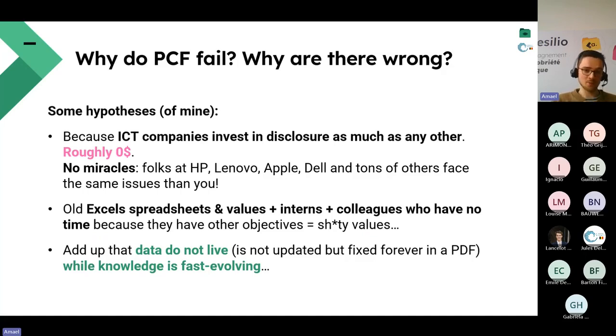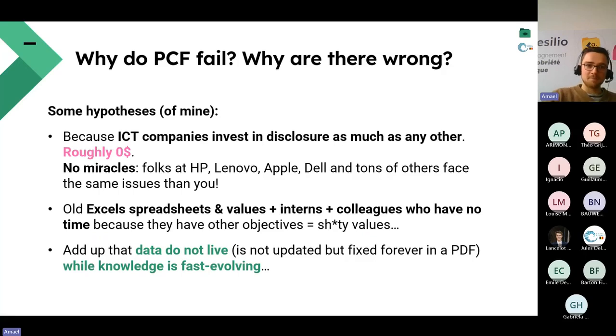And you can also add that in ICT, and this is ICT specific, the data do not live. It is stuck in the PDF forever, while knowledge in ICT is very fast evolving. So having no API, no distribution center, but just PDFs with data that you copy-paste is probably a bit archaic and unadapted if we really want to have disclosure over the full value chain.